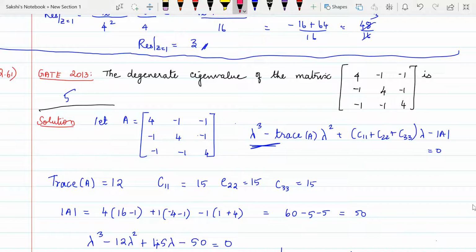A degenerate eigenvalue is an eigenvalue which appears again and again. So we have to find which eigenvalue appears again and again.